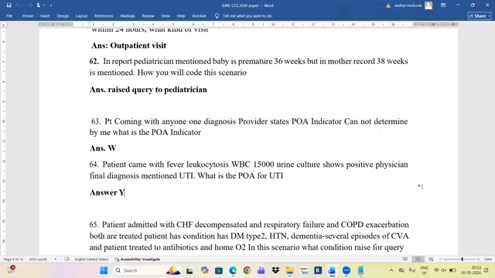Patient comes with fever, leukocytosis, WBC 15,000. Urine culture shows positive. Patient final diagnosis mentioned urinary tract infection. What is the POA for urinary tract infection? Here, patient coming with symptoms. After that, they find the established diagnosis. If they find a symptom-related established diagnosis, what indicator do we need to assign? Y indicator. Why? Condition clearly present on admission, but diagnosed during the admission. So we need to assign Y indicator.